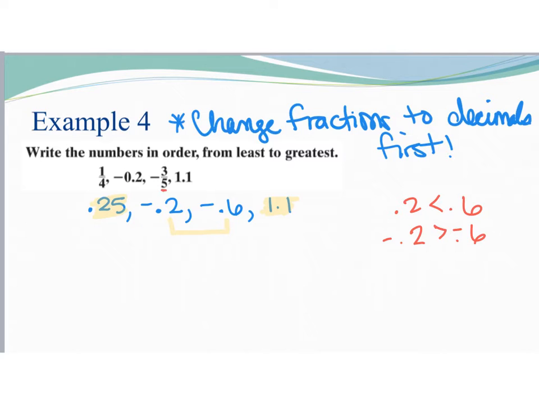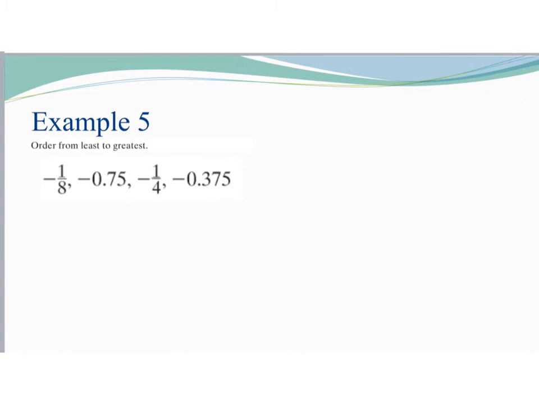Well, negative 0.6 is really a negative 3/5. That's going to be less than my negative 0.2, which is going to be less than my 0.25, which is really 1/4. And this is going to be less than 1.1.